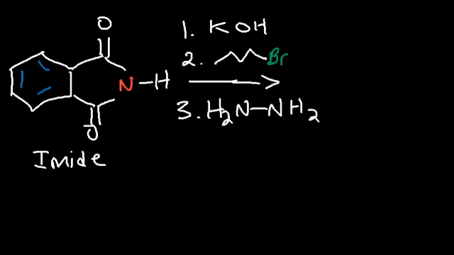So what is the product of this reaction? Finding the product is pretty straightforward. Look at the alkyl halide. All you need to do is replace the Br with an NH2, and that's going to be the amine that you want to create, or that will be created.